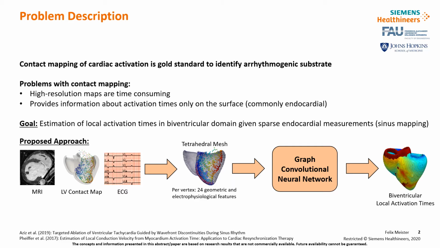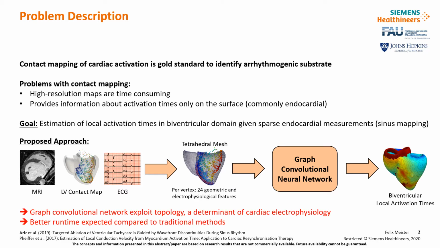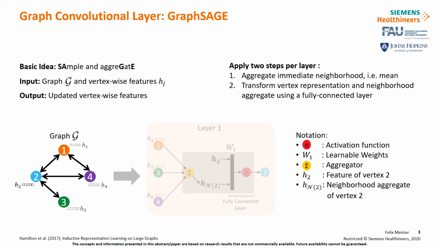the entire biventricular domain. A graph convolutional approach was chosen since topology is one of the main determinants of cardiac electrophysiology. It is also expected to provide better runtimes compared to traditional methods such as a computational model personalized to the measured data. For the graph convolution, we use so-called GraphSAGE layers. The basic idea of this approach is to sample and aggregate information over the neighborhood of a vertex.